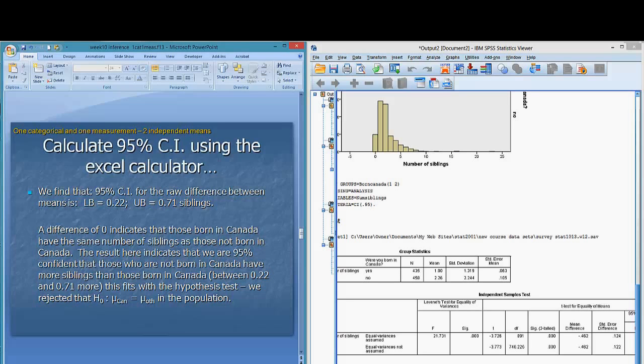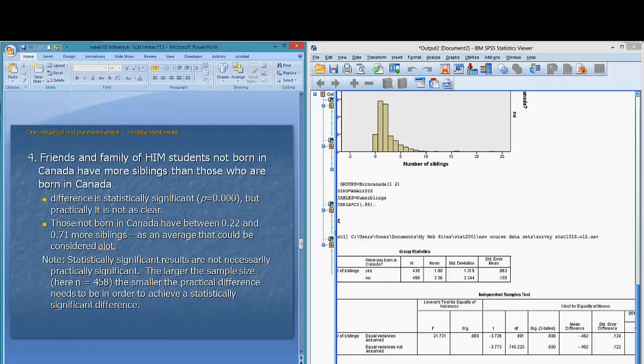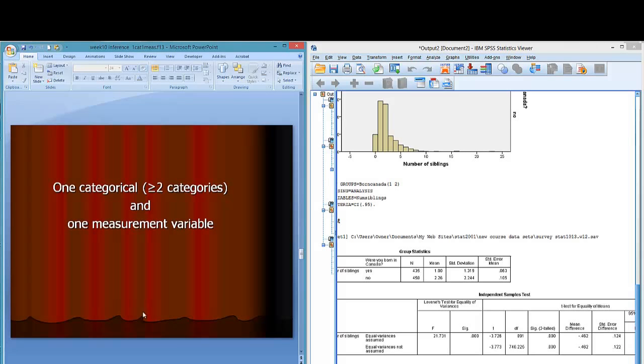So that's if I took this sample and I said we want to generalize it to a population. In this case, it would be a population of friends of HIM students and family of HIM students. What I would expect to find in the population is that non-Canadian born Canadians have between 0.22 and 0.71 siblings more than Canadian born Canadians. Here's the final statement. Take a minute to think about it and read it. And now we can move on to the ANOVA.